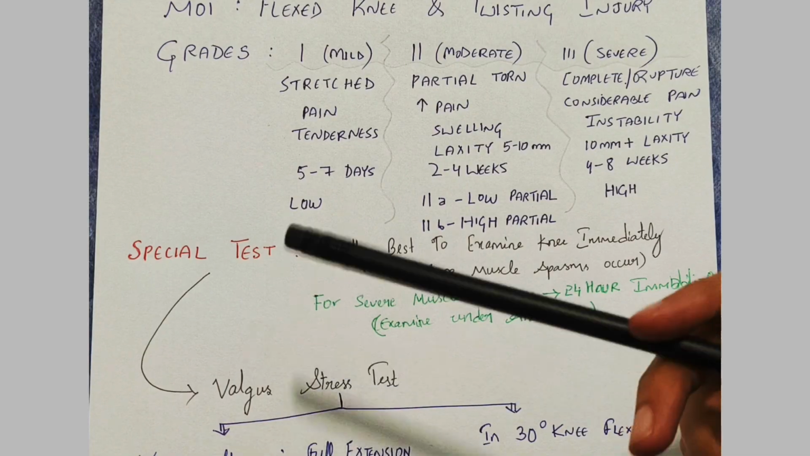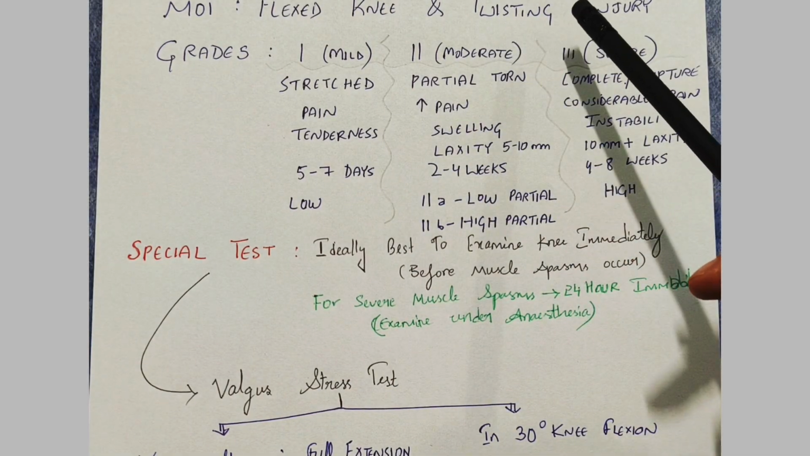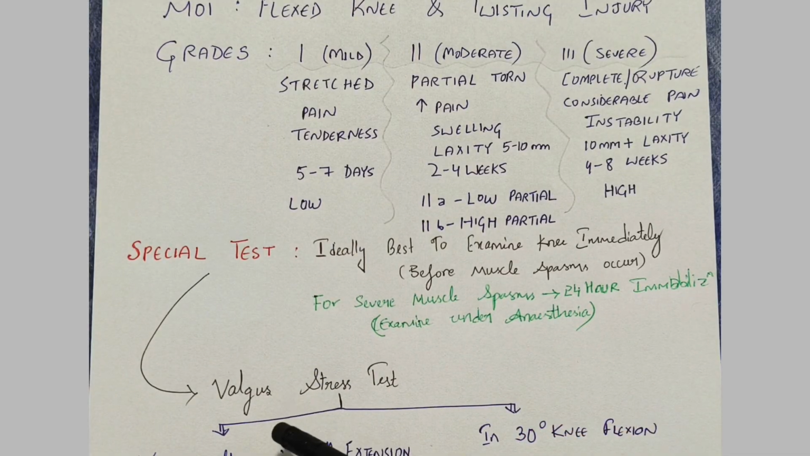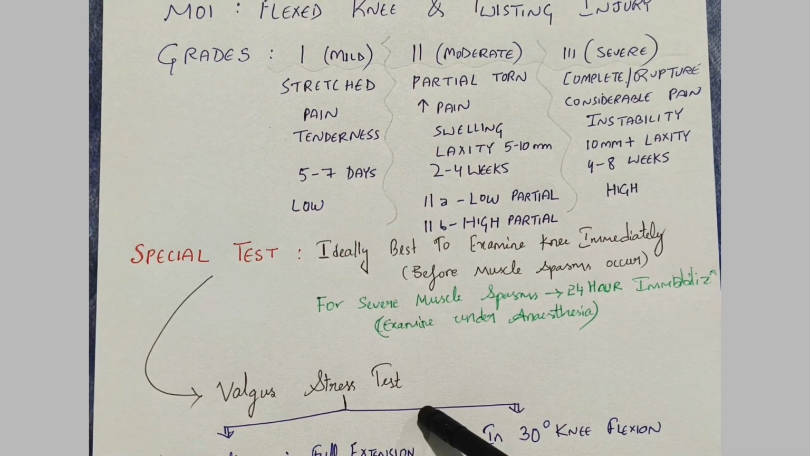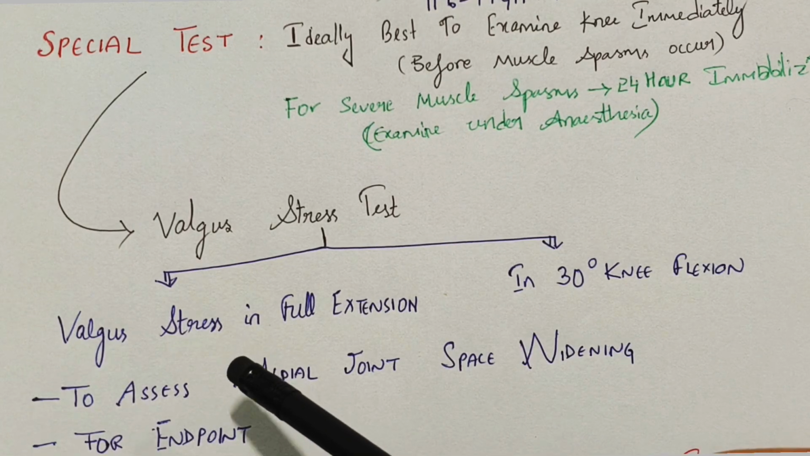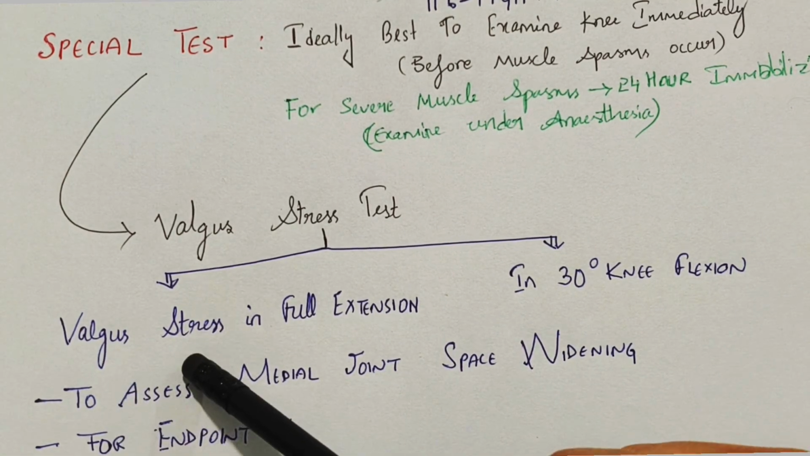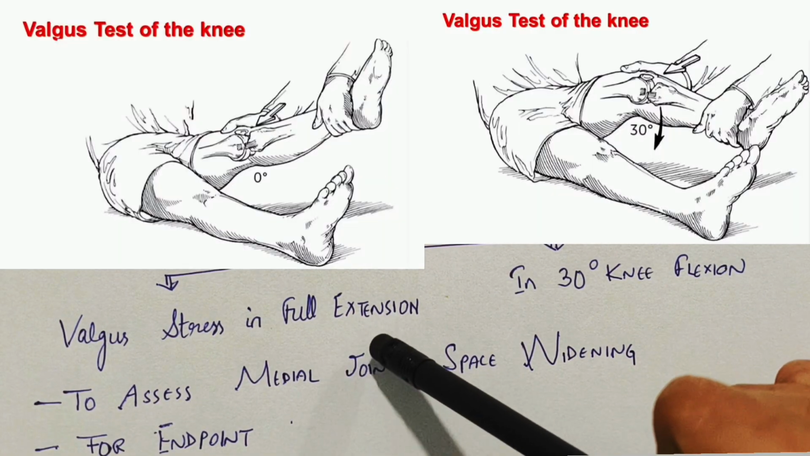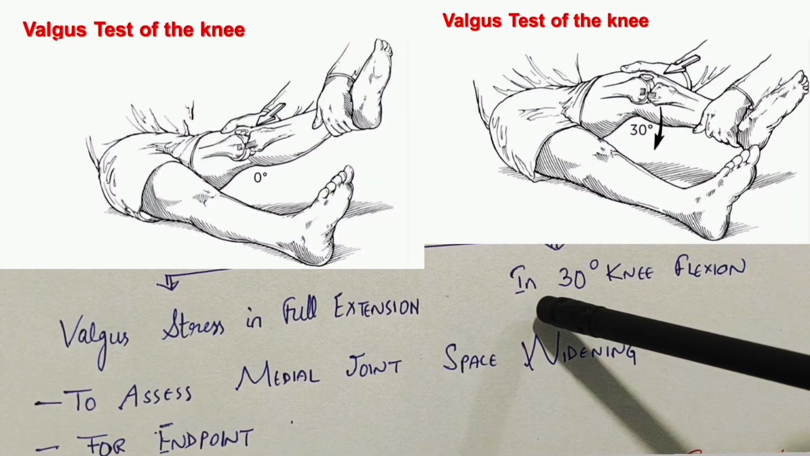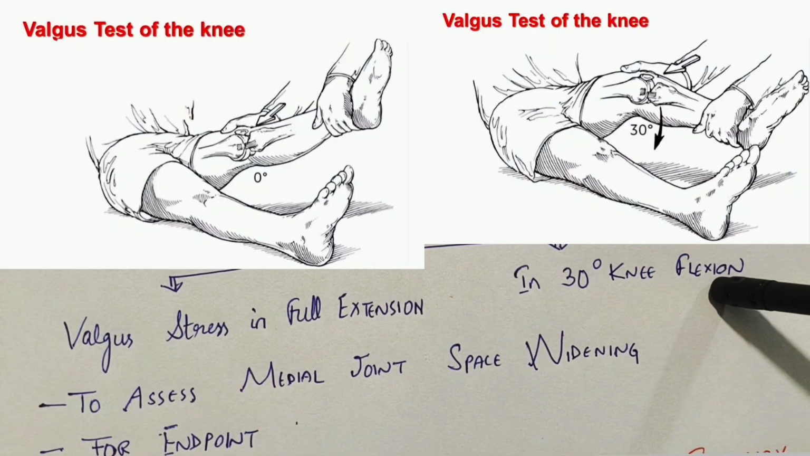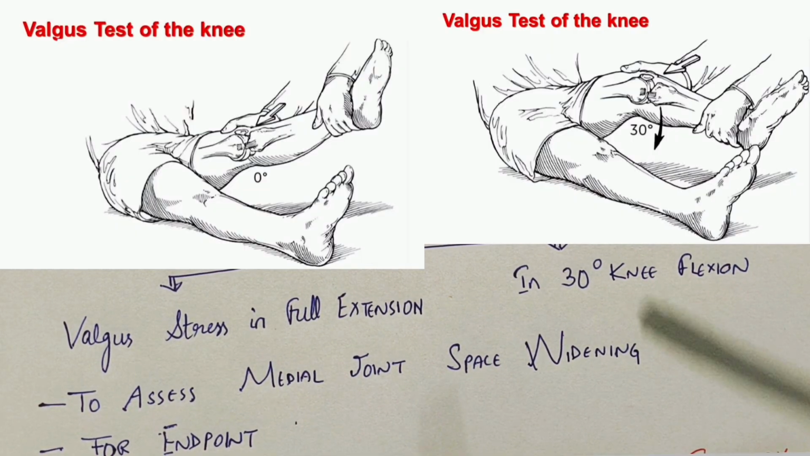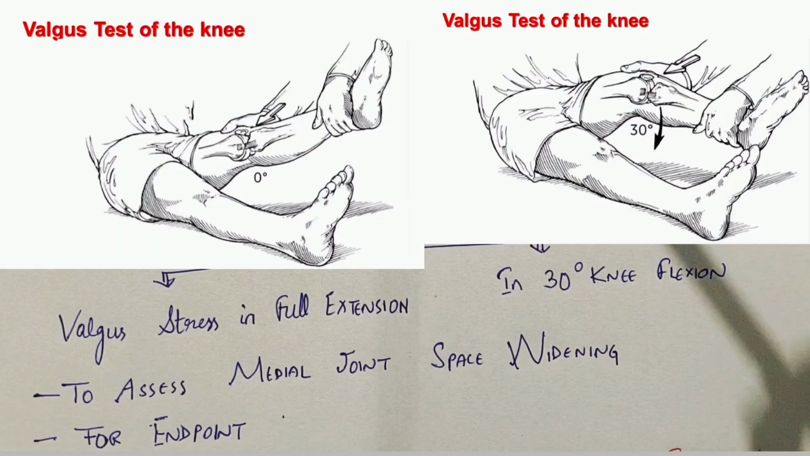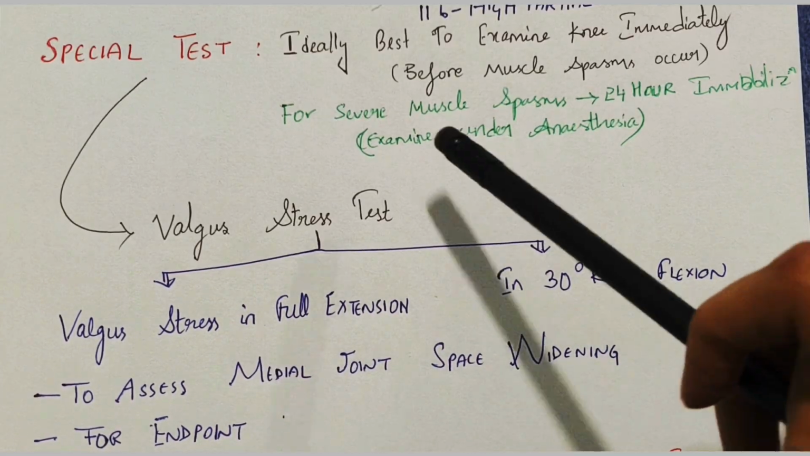To differentiate between grade 1, grade 2 and grade 3 injury, we have a special test known as the valgus stress test. We perform the test in two parts: valgus stress given in knee full extension, that is when the knee is at 0 degrees, and another at 30 degrees of knee flexion. Plus, we also need to make sure that the knee is externally rotated while performing this test.